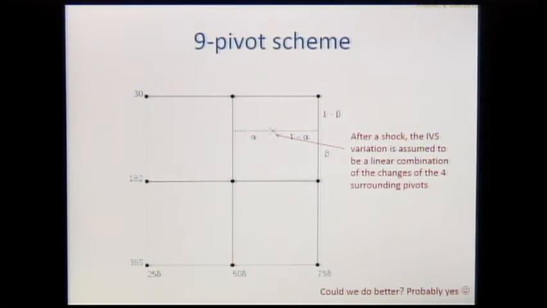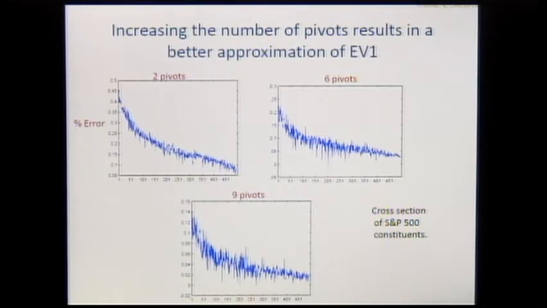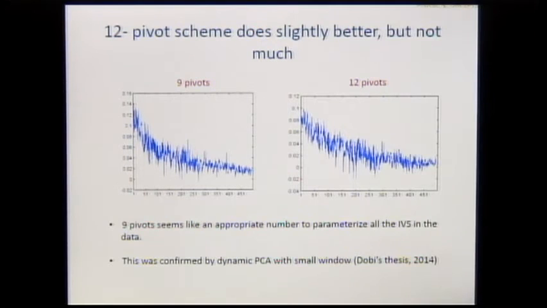The 9 pivots came after a shock: the IVS variation is assumed to be a linear combination of the changes in the surrounding pivots, so you have enough noise. And then before you actually propose this, you can ask, how much better do I approximate EV1 of a particular stock as I input more pivots? This is an idea of a student of mine. With 2 pivots, you have an error of about 40% on the top eigenvalue for some names. Then it goes down. 6 pivots, 20%. 9 pivots, 10%. Then 12 pivots, 8%, but this is too much, too long.